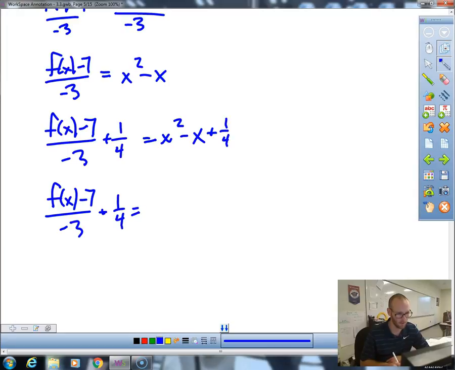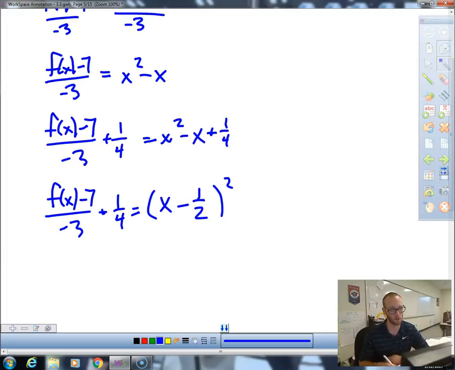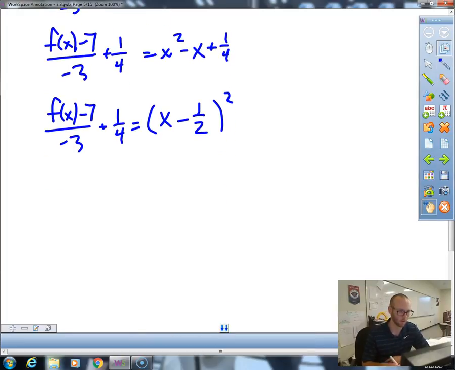Okay, that is what squared? X minus 1/2. And if you struggle with that, if that doesn't look right to you, test it out. FOIL this out. X squared minus 1/2 x minus 1/2 x. Perfect. That's our negative 1x. Okay, plus 1/4. Now let's get our f of x back. Okay, we're going to subtract 1/4.